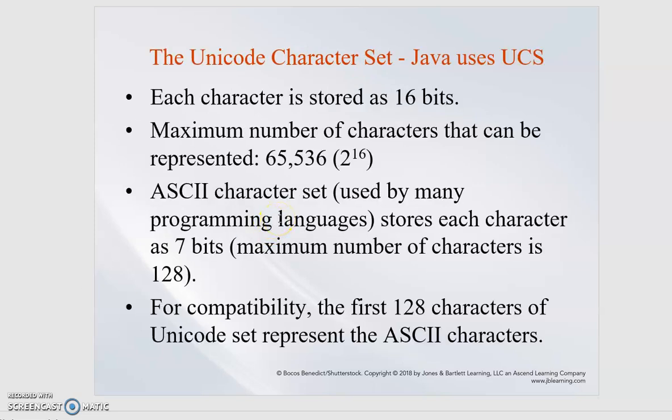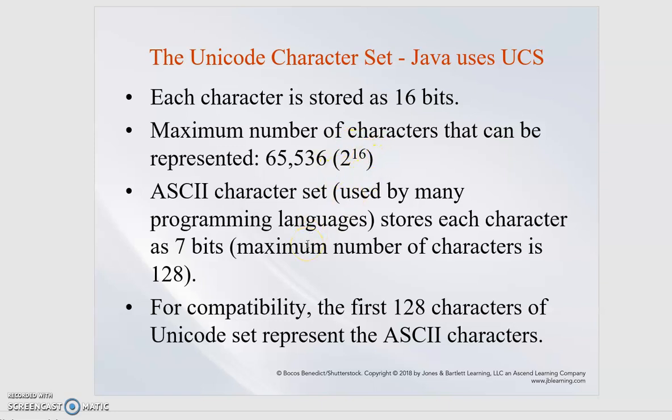The Unicode character set. So how do we represent characters? We know that numbers, decimals, binaries, hexadecimals are all represented, but we need to represent the characters A to Z and all that, right, on different international character sets, right? Each character is stored in 16 bits. Okay, characters are stored in 16 bits. Maximum number of characters that can be represented using Unicode character set is 65,536, which is 2 to the power of 16.